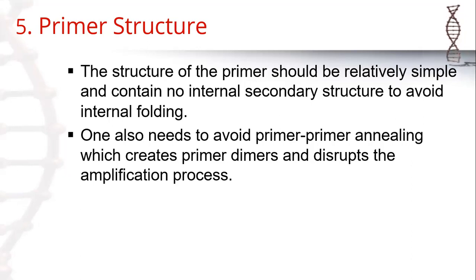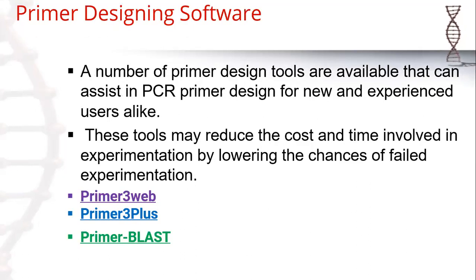amplification process. If your primers contain multiple complementary oligonucleotides, for example A and T, A, T, G and C repeats, it will create primer dimers and disrupt the amplification process. So this is also very important for primer designing. So these 5 points that I have discussed are the basic points that we need to consider for good primer designing.